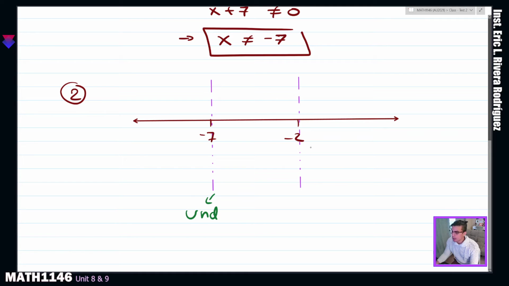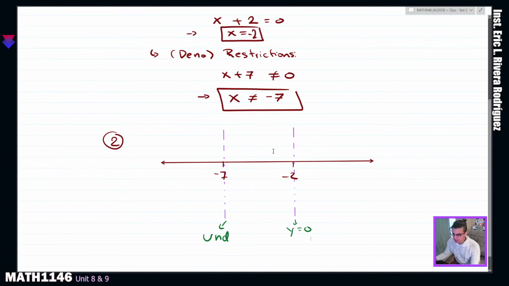We know that at -2, the y value is 0. This is the only thing that I'm going to use here. I know that at -2, the function value is 0. I'm not going to use the cross or the multiplicity here, because it will make things more complicated than it is.